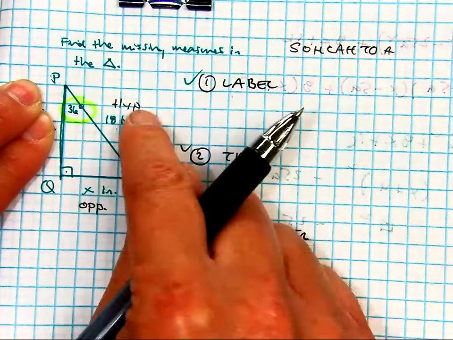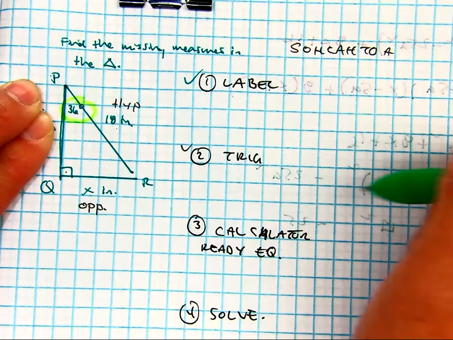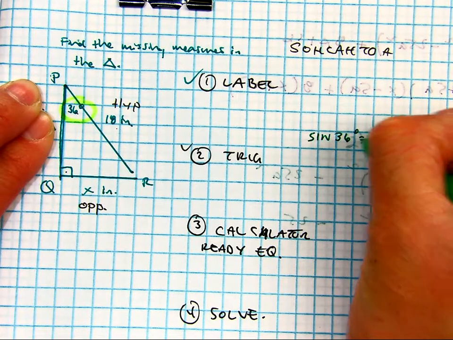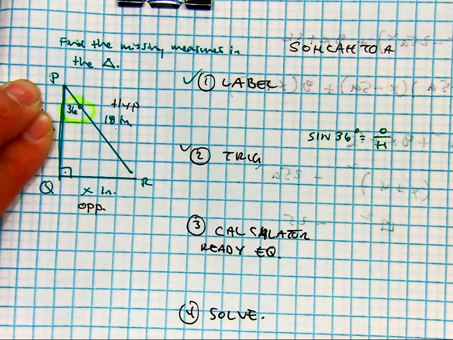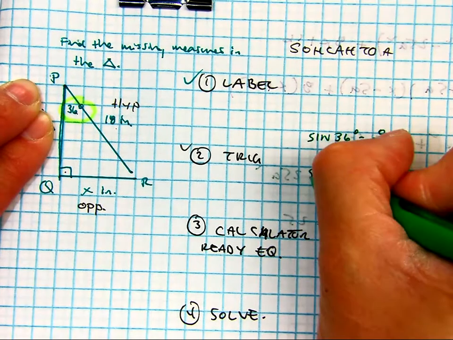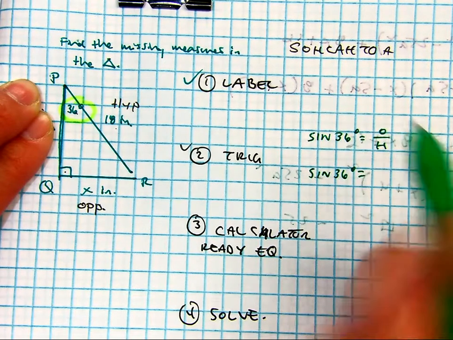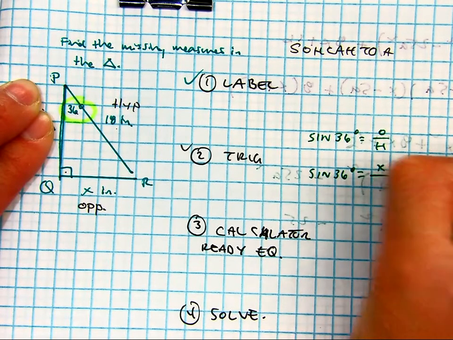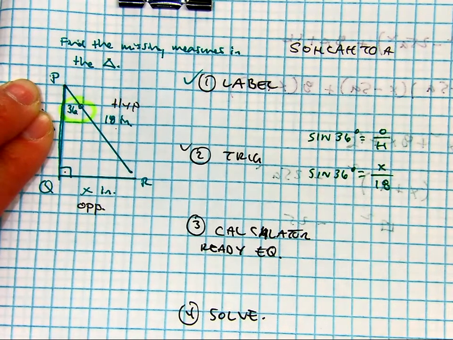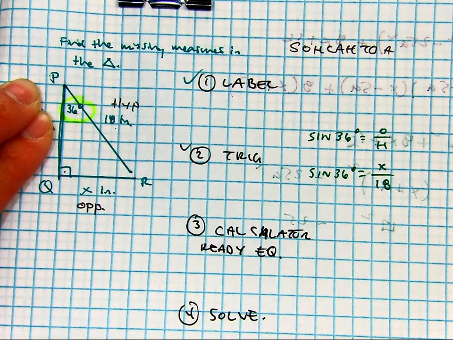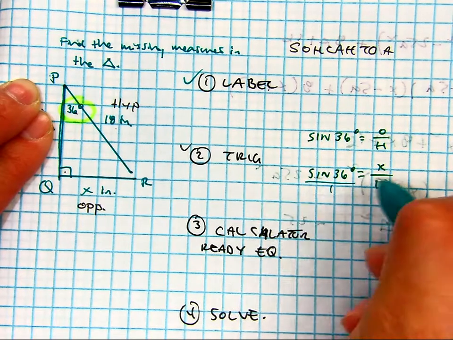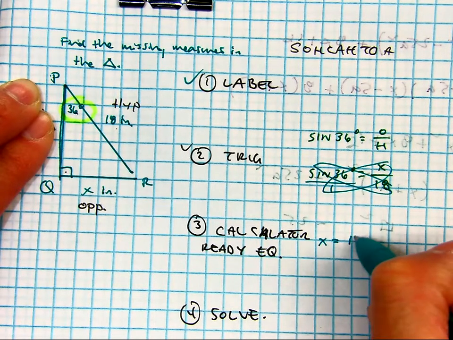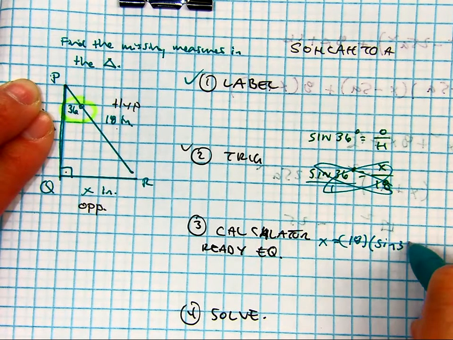I have the opposite over the hypotenuse. Class, which trig function could you use? Sine. Sine of that angle, 36 degrees, is equal to the opposite over the hypotenuse. Sine of 36 degrees. Class, what's the opposite? It's x. And the hypotenuse is what? 18. And then I'm just going to cross multiply to solve. I have a calculator ready equation. x is equal to 18 times sine of 36 degrees.